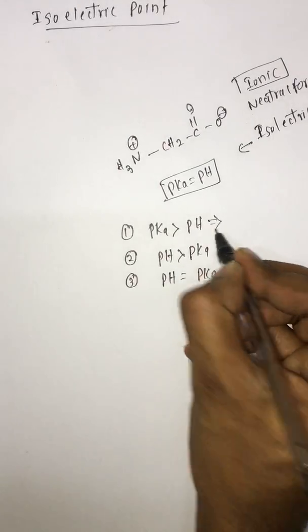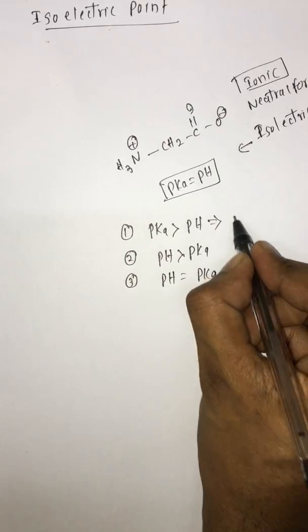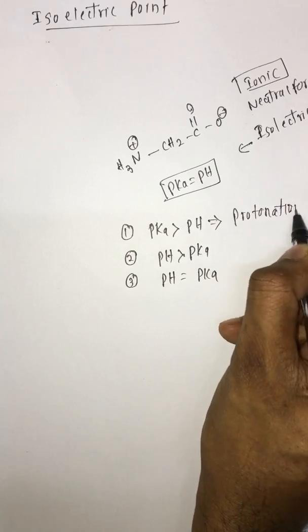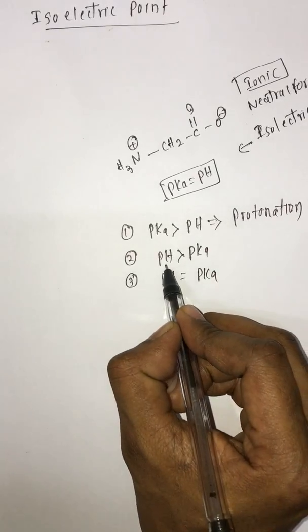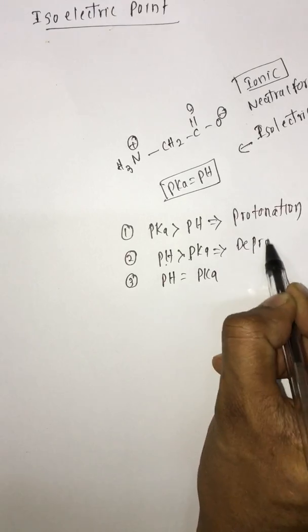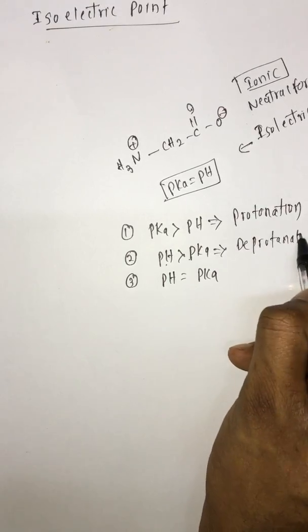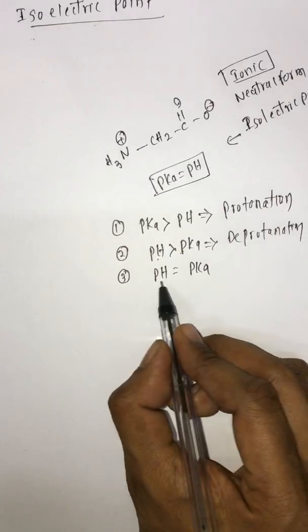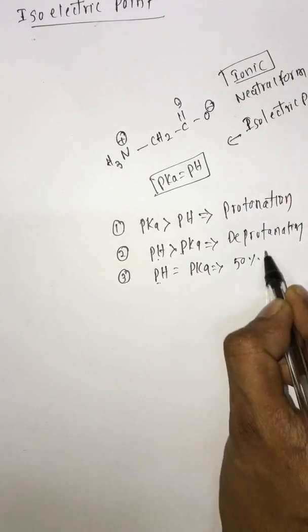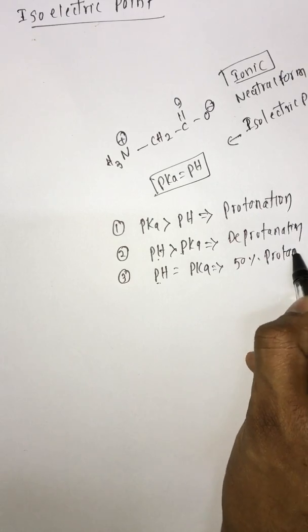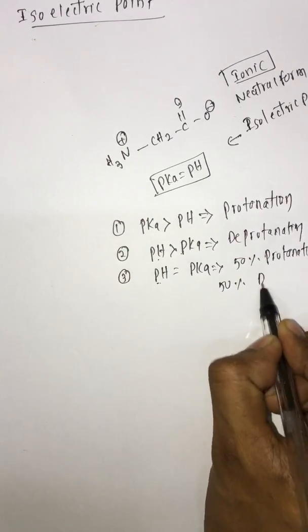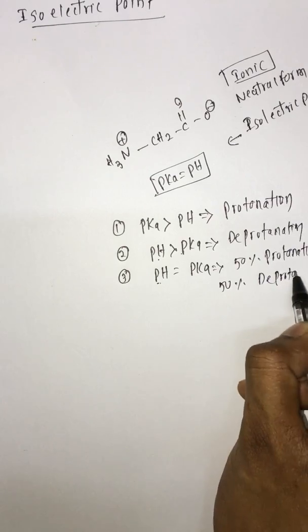So when pKa is greater than pH, protonation will take place. When pH is greater than pKa, deprotonation will take place. When pH equals pKa, there will be 50% in the protonated form and 50% in the deprotonated form.